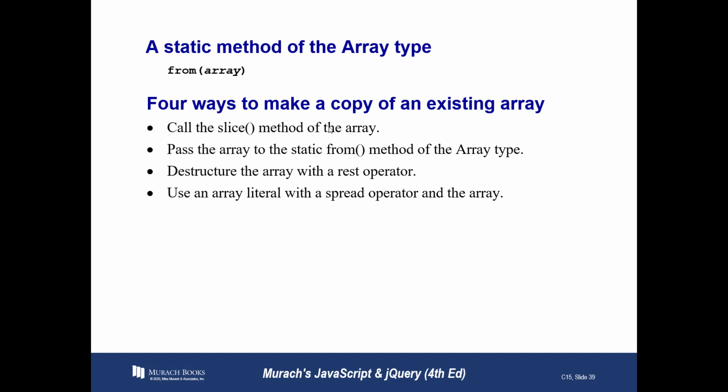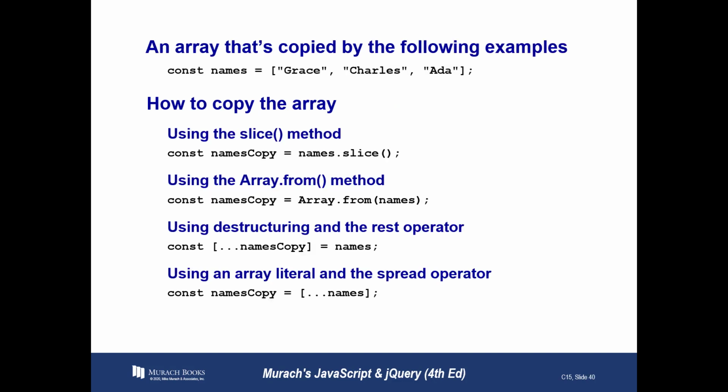Four ways to make a copy of an existing array: call the slice method, pass the array to the static from method, destructure the array with the rest operator, and use an array literal with the spread operator and the array. Now, hopefully they're going to show each one of these. It used to be if you wanted to make a copy, you had to use a for loop and literally create a brand new array and then copy everything an element at a time. Not that that was so terrible, but it could take a little bit of time if it was a real large array.